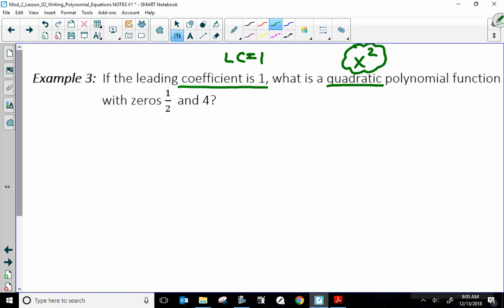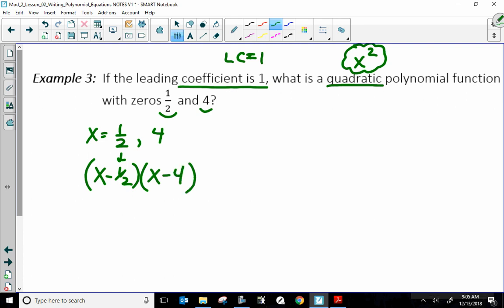And the zeros are, oh, ugly. 1/2, it's a fraction, and 4. So let's do this. X equals 1/2 and 4, which means x minus 1/2, and that's fine. We're good. And x minus 4. And the lead coefficient is 1. That's beautiful, because 1 times anything is itself. Right? So let's FOIL this.